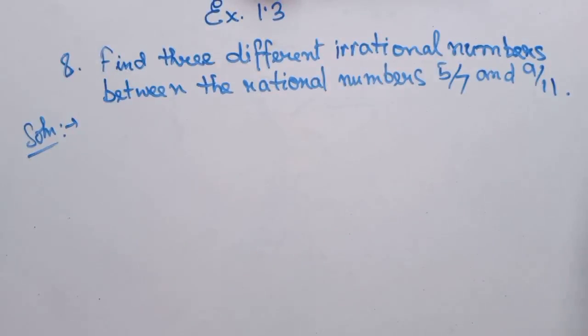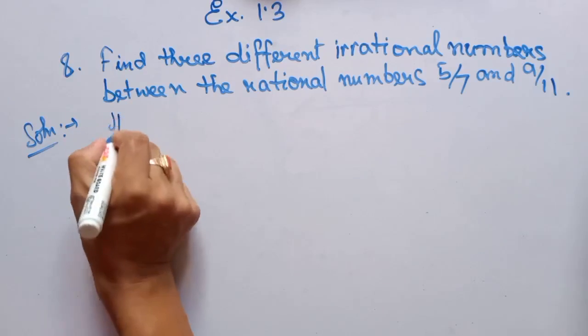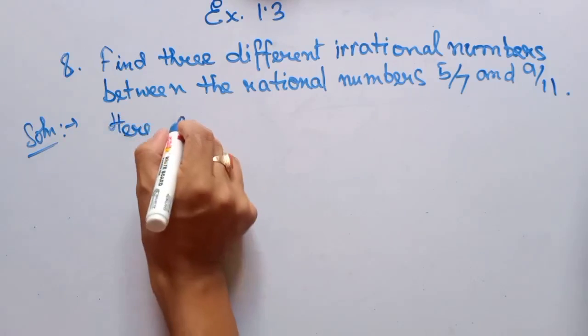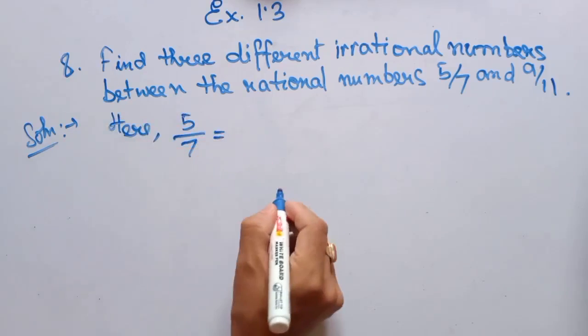Next, exercise 1.3, question number 8. Find 3 different irrational numbers between the rational numbers 5 by 7 and 9 by 11. So here we are to find 3 irrational numbers between the two given rational numbers. One must remember that there are infinite numbers of irrational numbers between any two given rational numbers. To find these three different irrational numbers, let us first convert the given rational numbers into their respective decimal expansions.